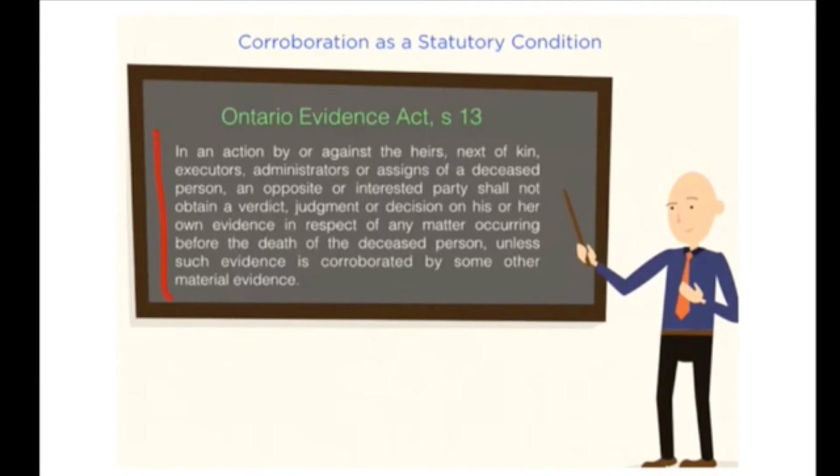So in an action by or against the heirs, next of kin, executors, etc., an opposite or interested party shall not obtain a verdict unless the evidence is corroborated by other material evidence. And this is a pretty important corroborative requirement, and I love a famous quote from the Ontario Court of Appeal in a case called Burns Estate versus Mellon, which says, "We need corroboration in these circumstances. It addresses an obvious disadvantage faced by the dead. They cannot tell their side of the story or respond to the living's version of events."